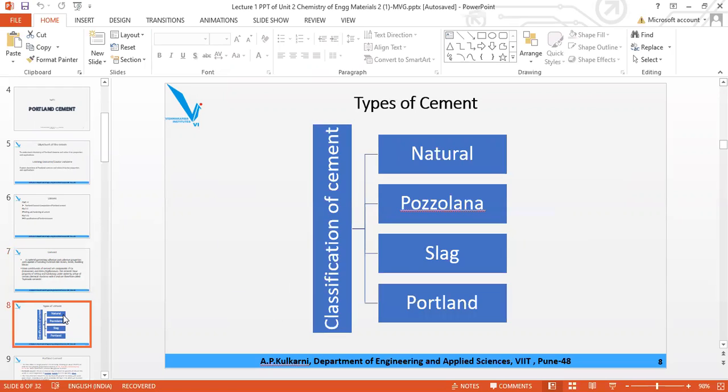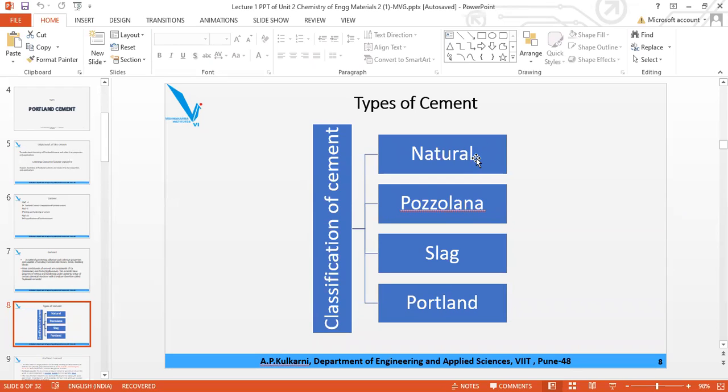Now, these are the types of cement. You may be asked in an MCQ what the different types are, or which of the following is a type of cement. We have four types: natural, pozzolana, slag, and Portland cement. Out of these, we are going to study Portland cement on a large scale.